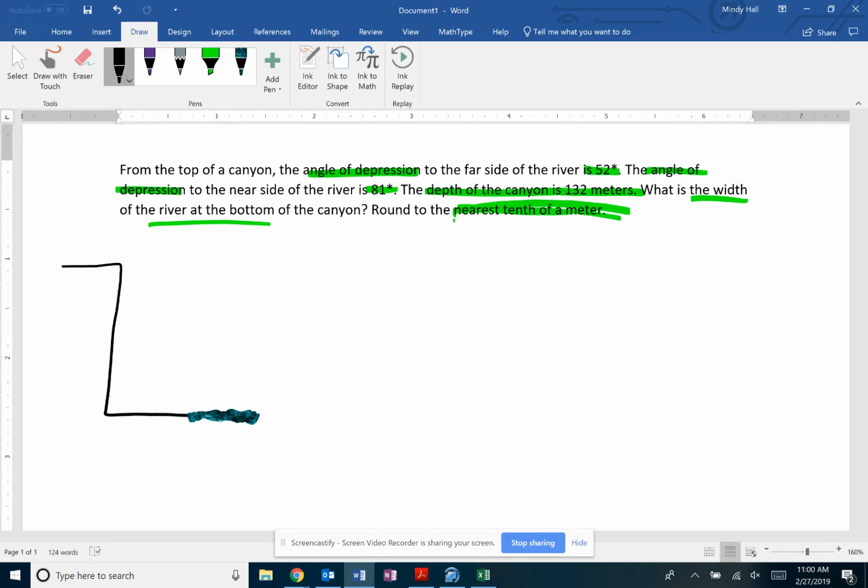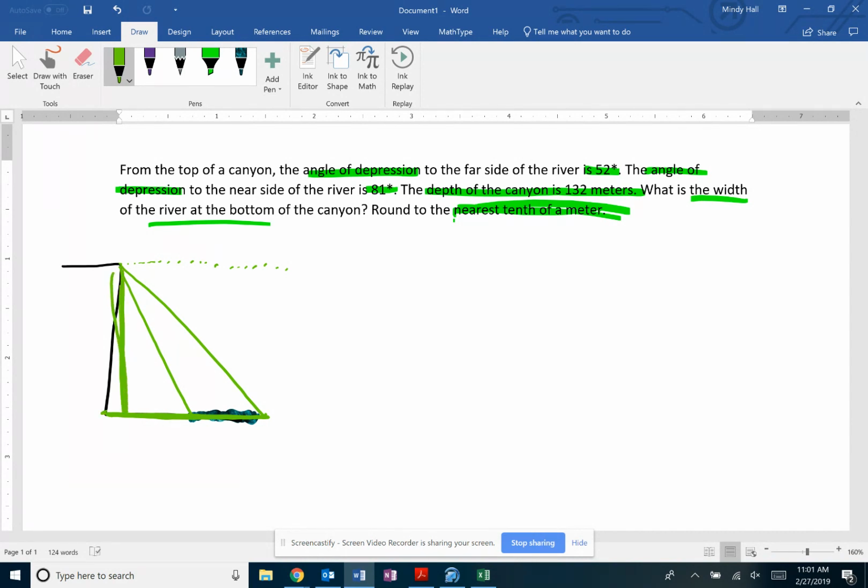With this, we know that our angle of depression to the far side of the river is 52 degrees. So remember, angles of depression and elevation have to have a horizontal line. So to go to the far side, we'd be there. Let me redraw that. And then to the near side, we'd be there. So I'm going to be looking at this green triangle that I just drew.